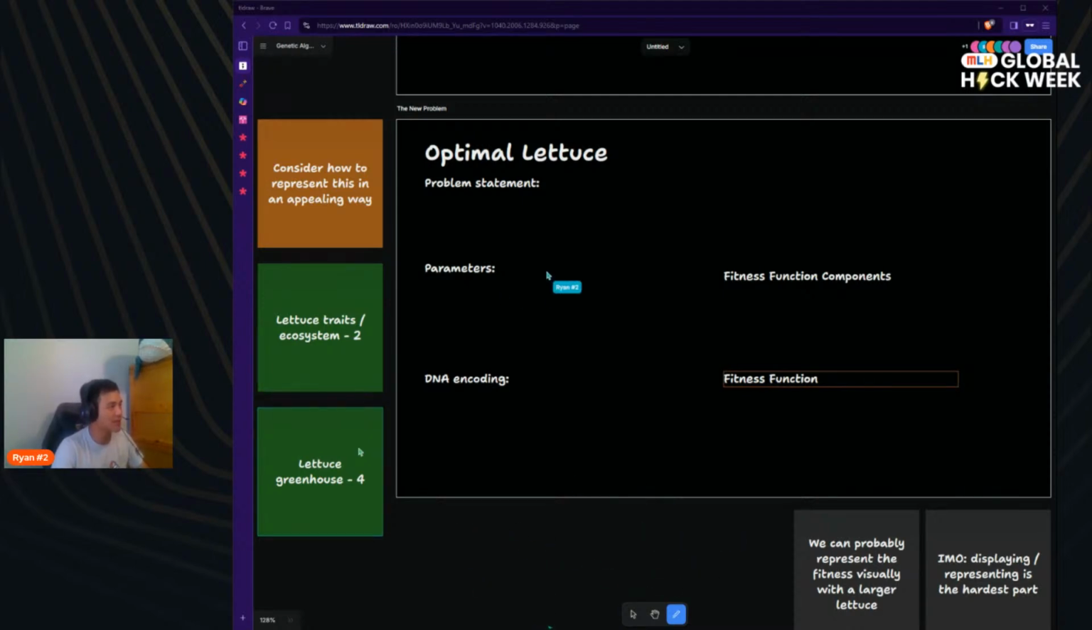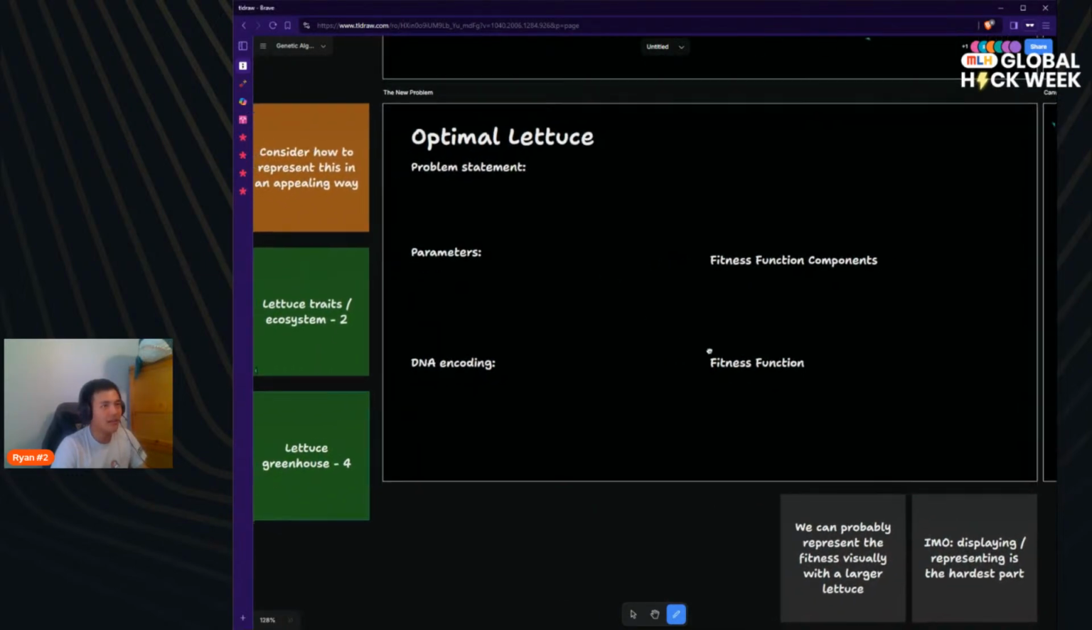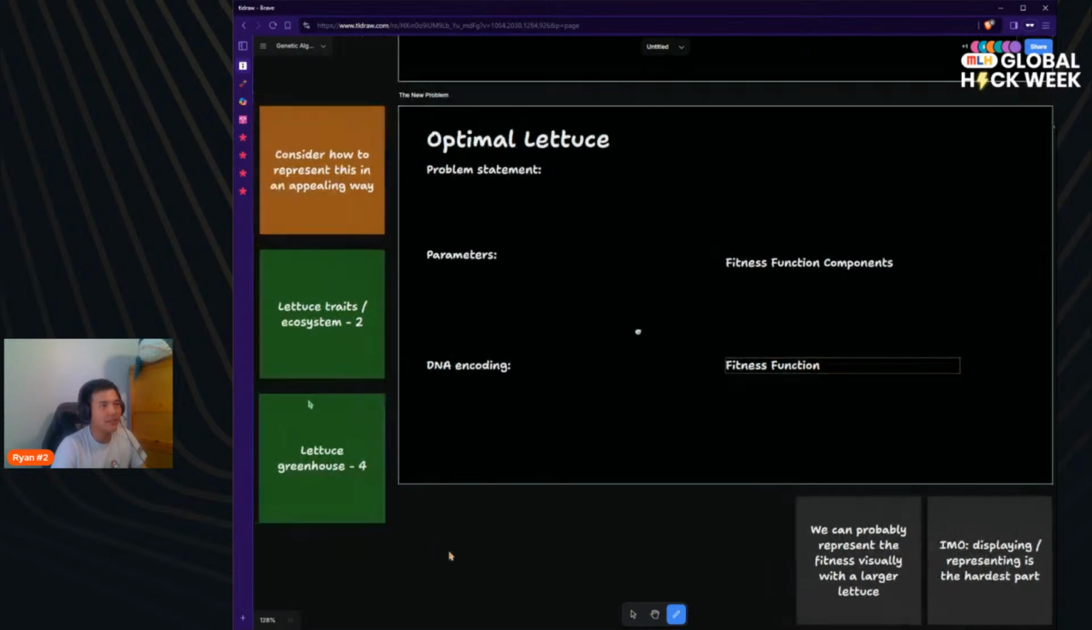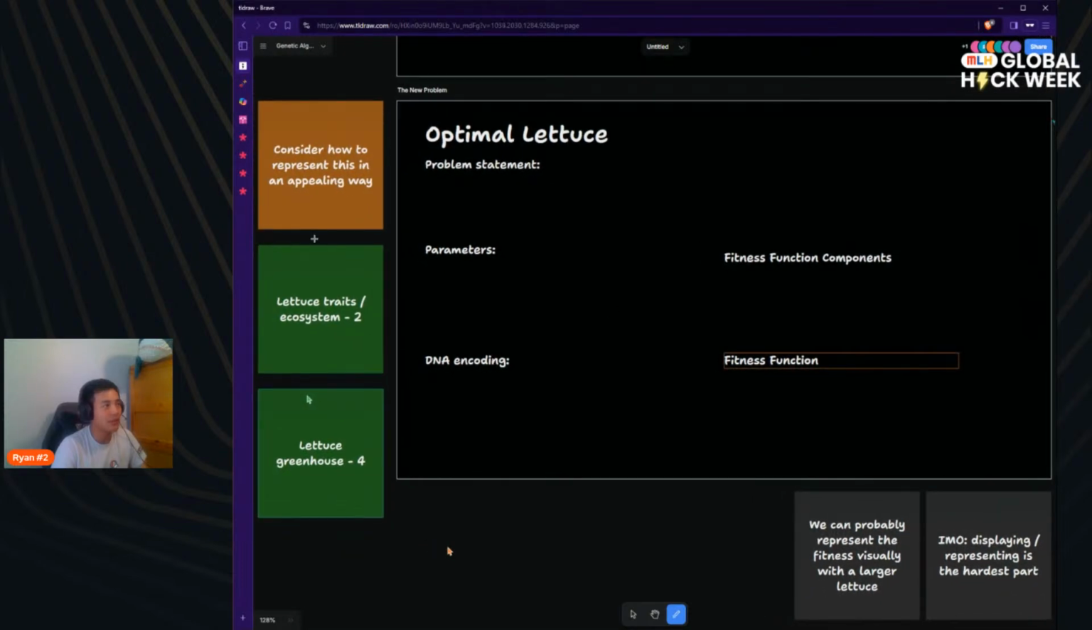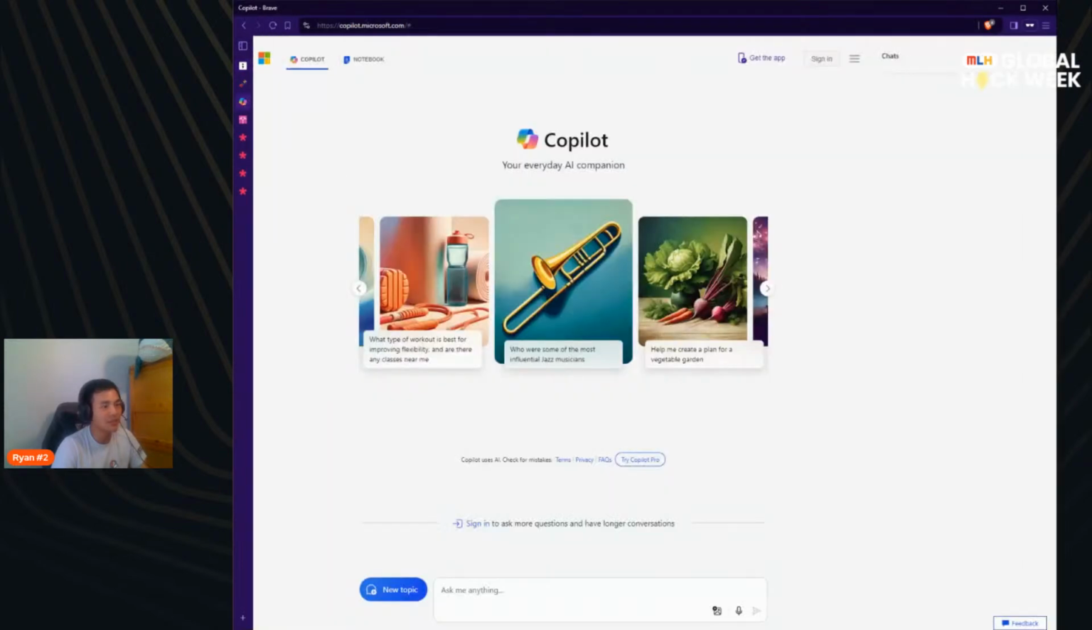So the next thing is for us to figure out what our problem statement is going to be. What is the thing that we're going to be making? I think this is a good time for us to use our good friend ChatGPT to come up with some.